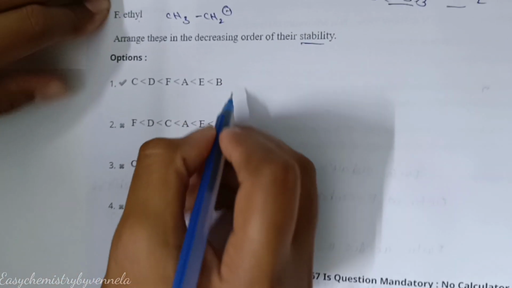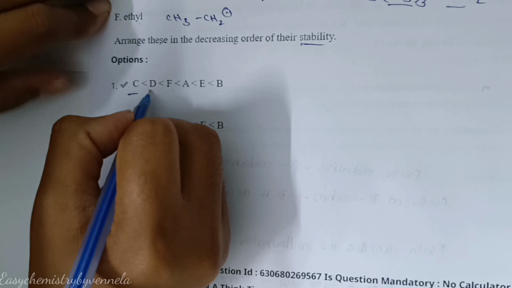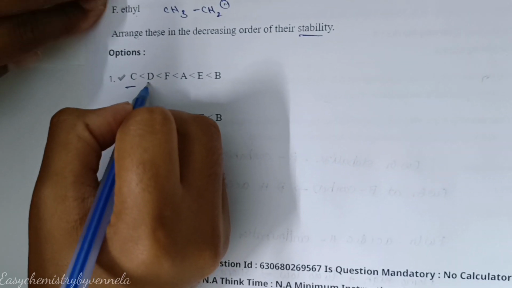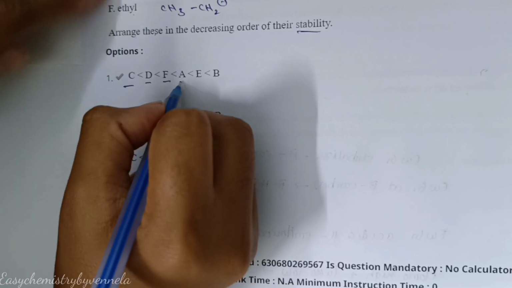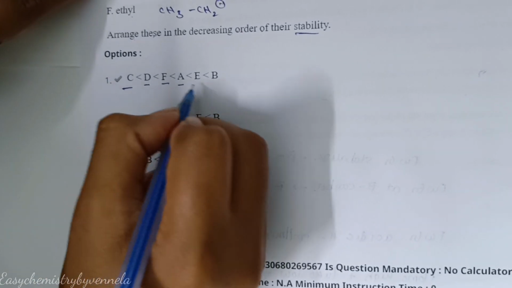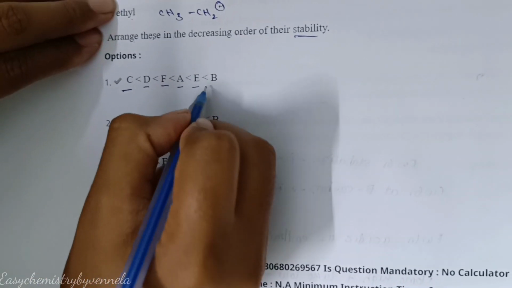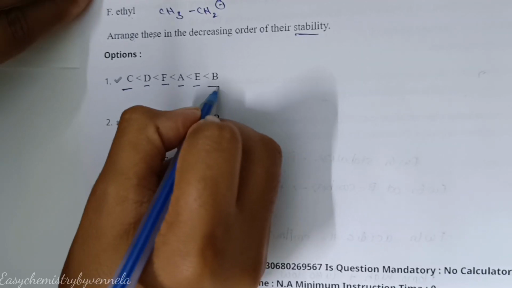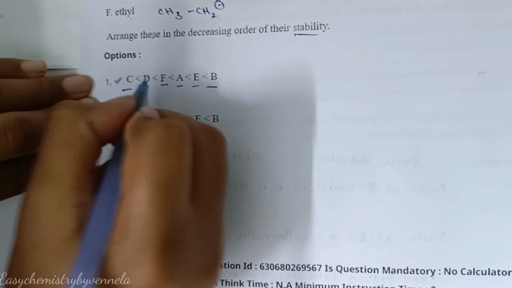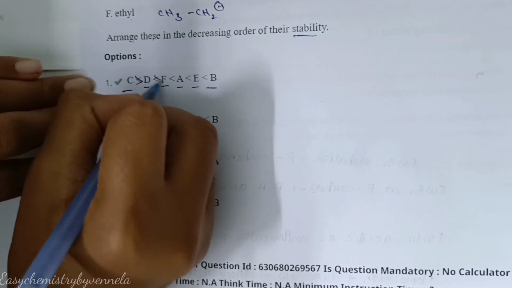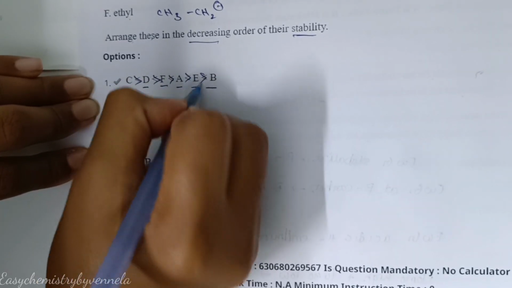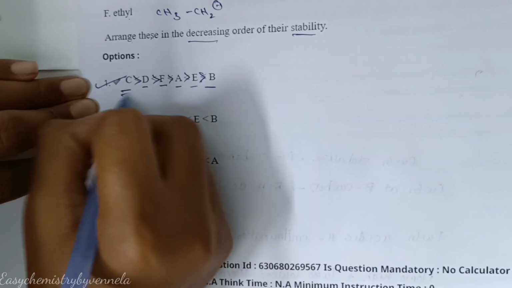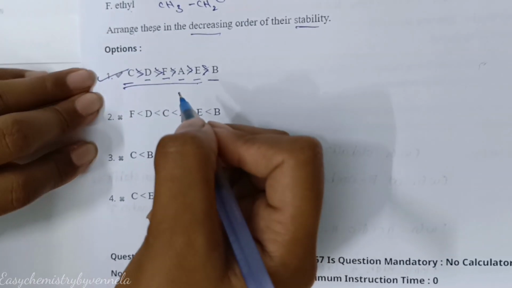So, what is the correct order? First one is the vinyl. Second one is cyclopropyl. Third one is ethyl. Fourth one n-propyl. Next neopentyl and finally cyclobutyl. This is a printing mistake. They gave increasing order but our question is decreasing order. So correct option is the first one.